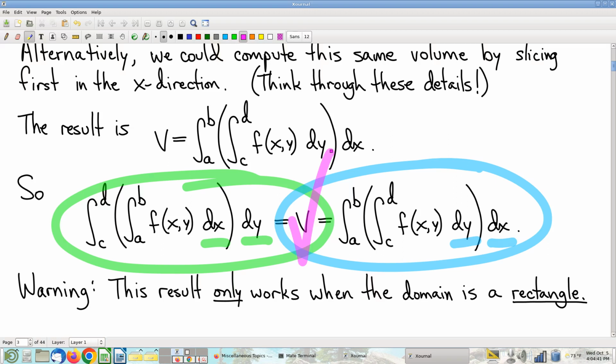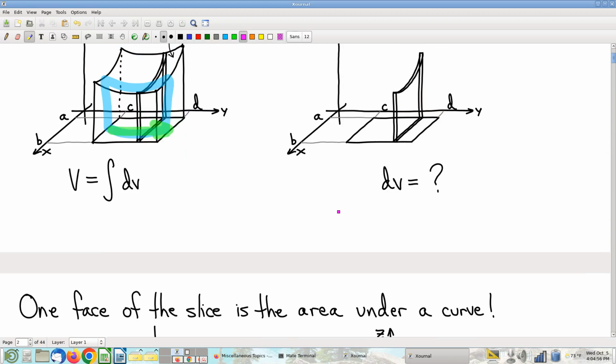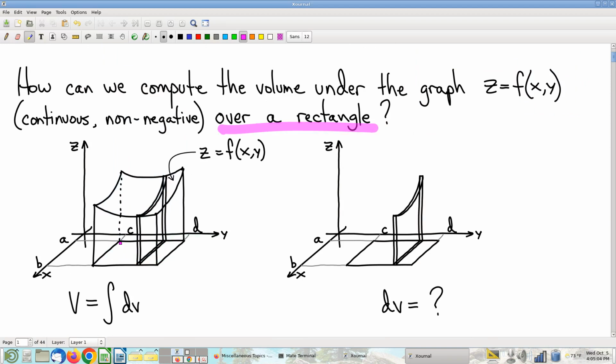Is that satisfying? You believe it? Is that saying that those two being equal only works when the domain is a rectangle? Yeah, that's a great question, and this is the next thing I was going to talk about. Notice that this question specifically says we're computing the volume over a rectangle, and this is specifically a rectangle.